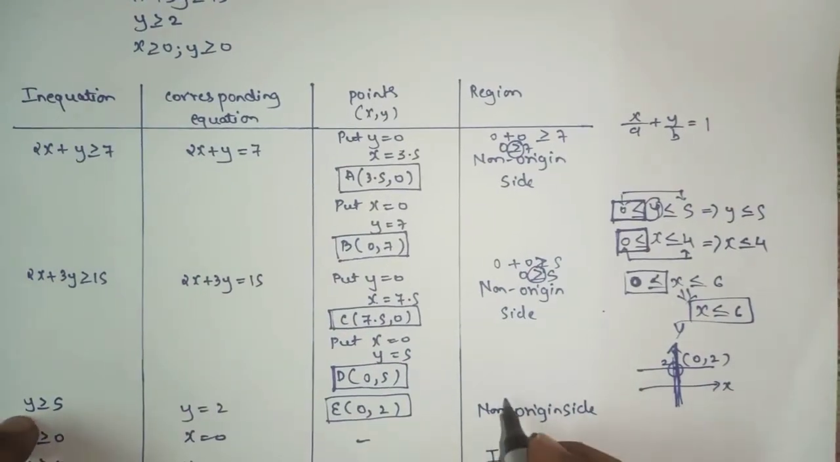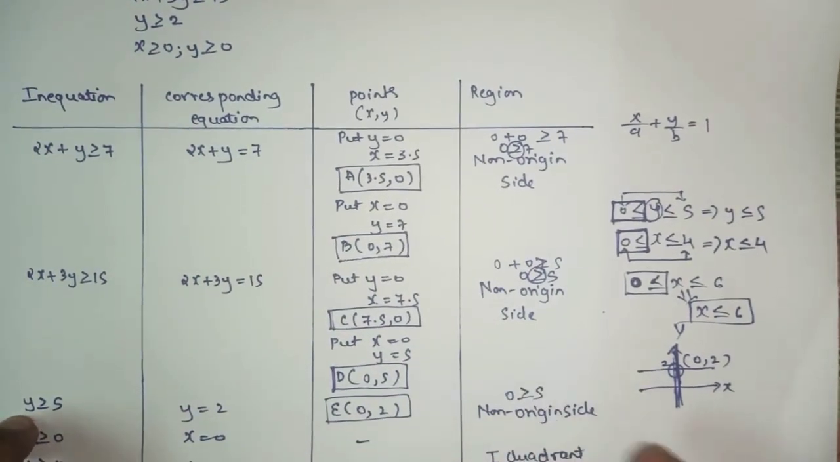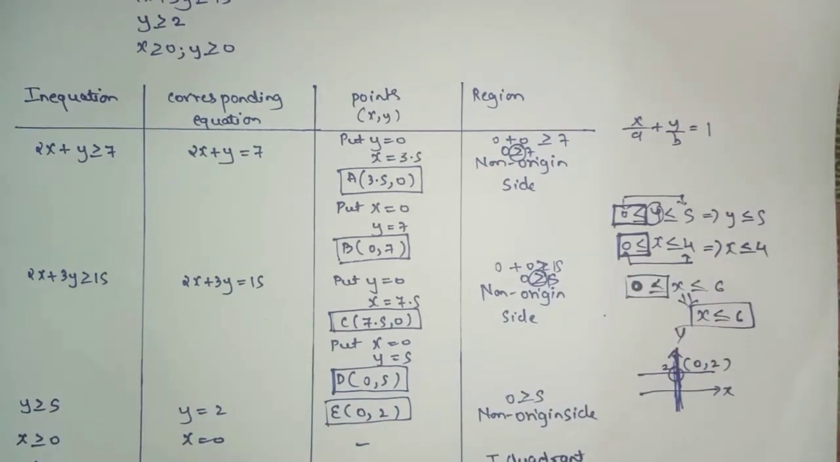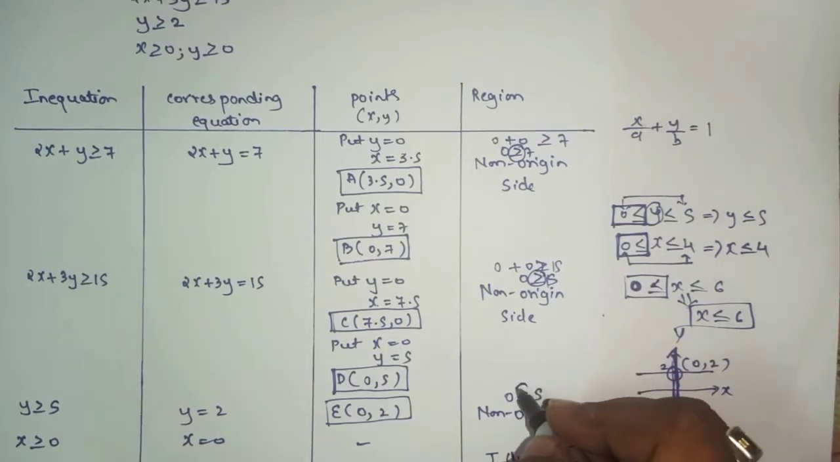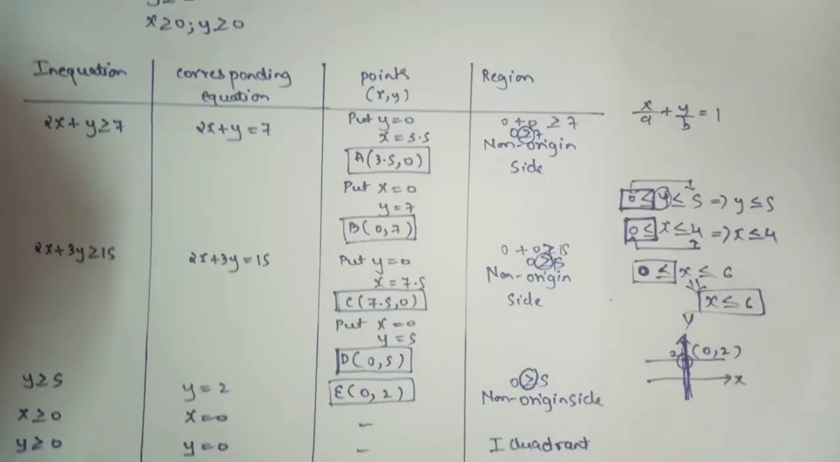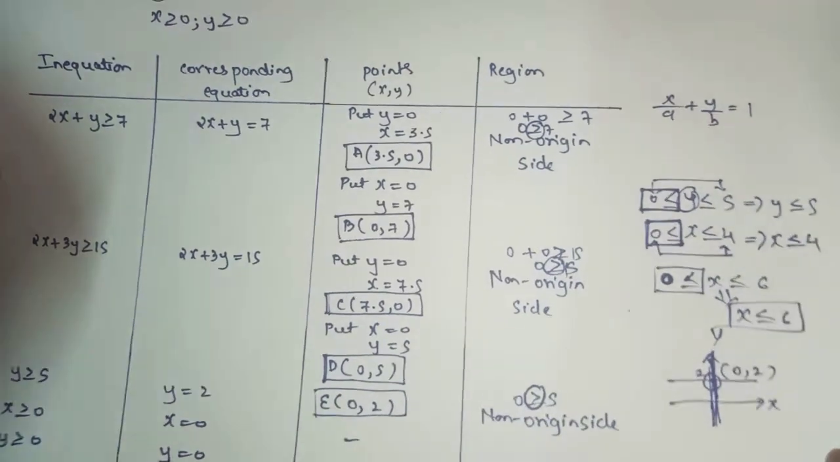Here also same, 0 greater than or equal to 5. As here also it does not satisfy both the conditions. Out of these two, at least one condition should satisfy, so then only we can write origin side. If it does not satisfy any one condition, so you will write non-origin side. I hope you all understood the concept. Okay, so now after this, for these two parts you will write first quadrant.